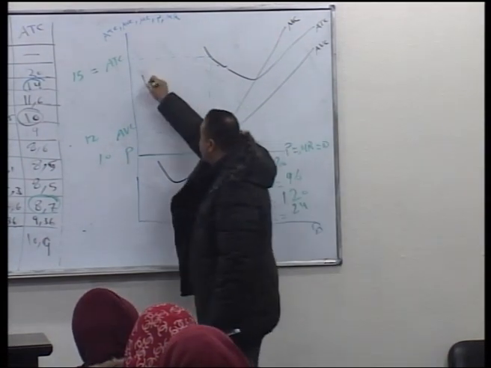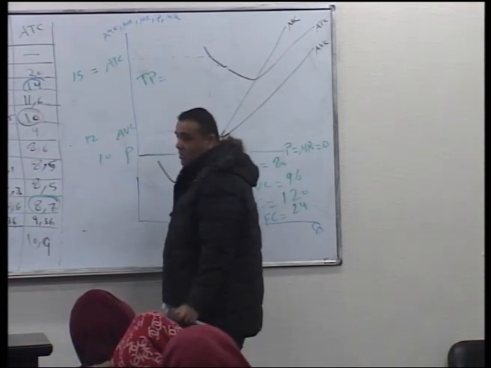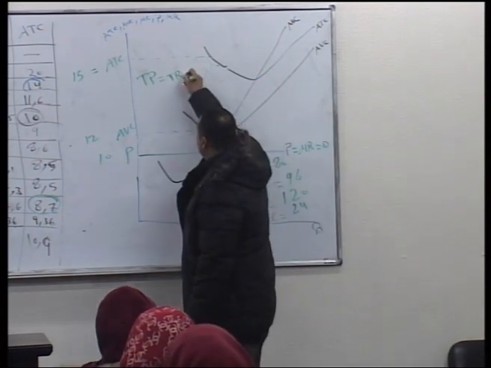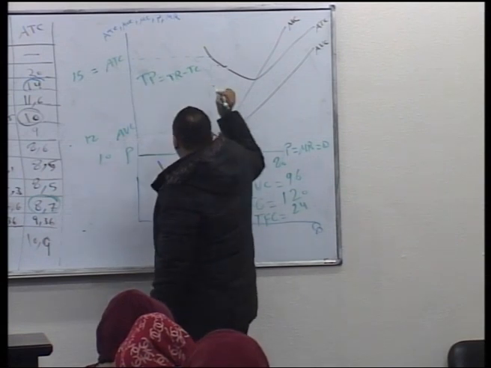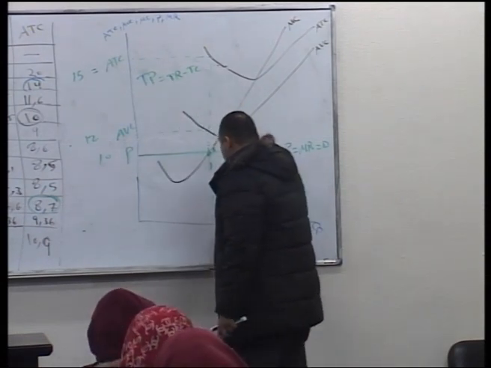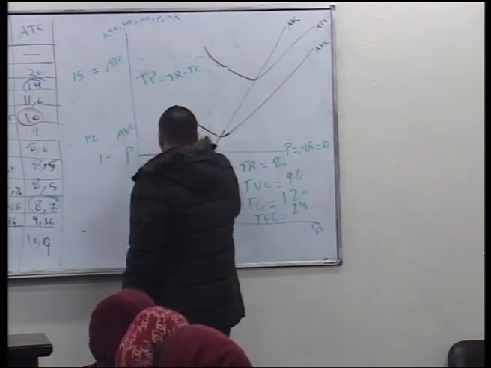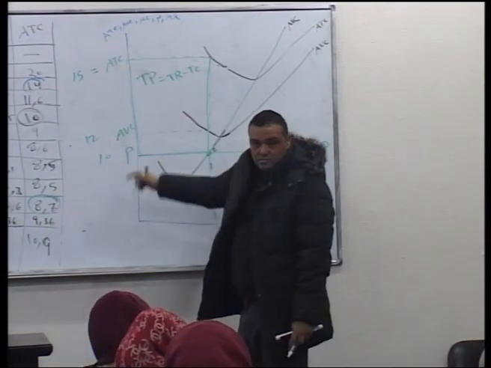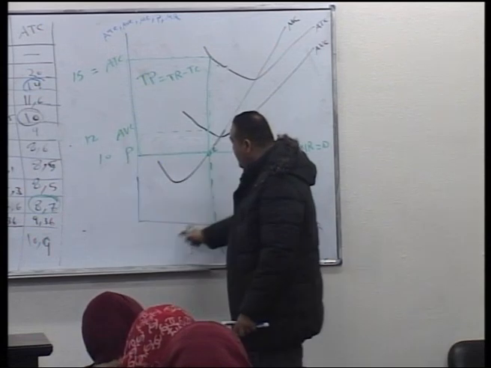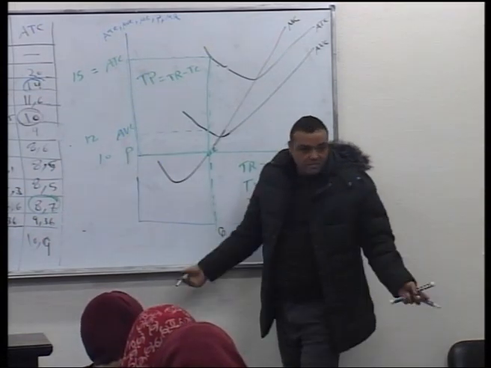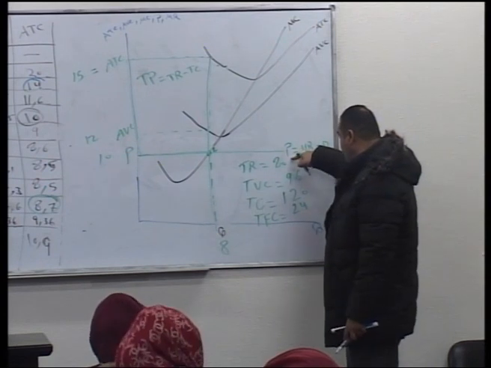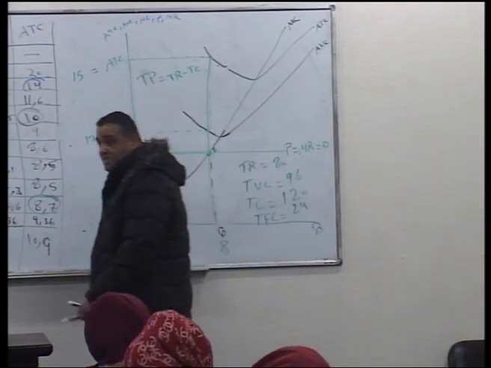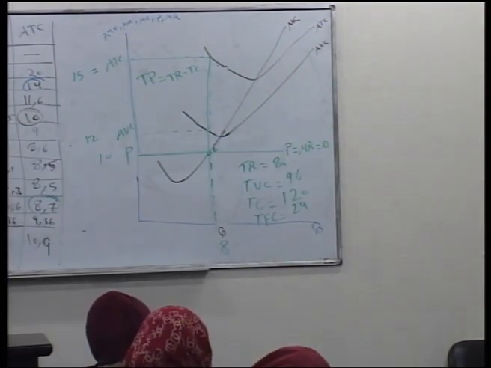In this case, what about the total profit or loss, the total economic profit? Total revenue minus total cost. We have a loss. Total revenue 80 minus 120 is minus 40. This is the total economic profit, which is negative in this case.